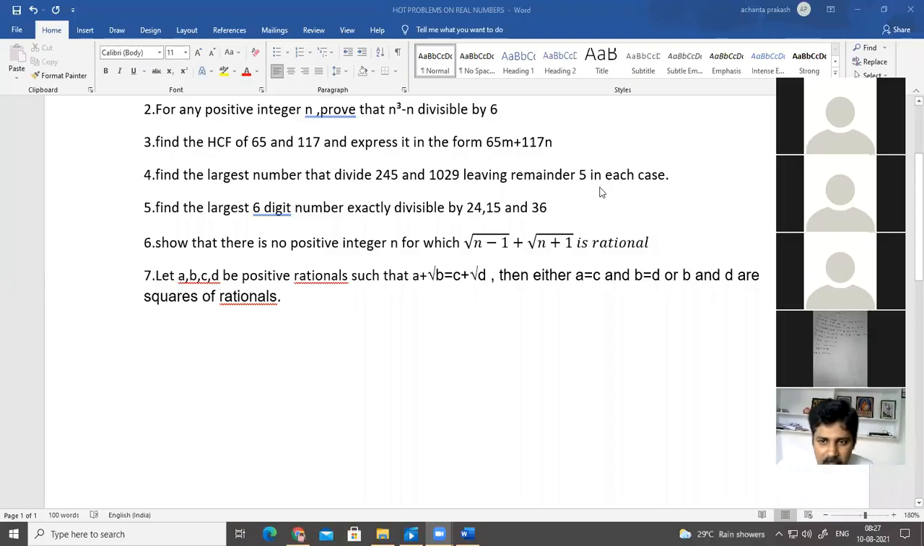Yeah, Geeta, please. It is given that the required number, when it divides 245 and 1029, leaves remainder 5 in each case, sir. To get 0, we subtracted 5 from each case, and now 240 and 1024 came, sir, after subtracting 5. Okay, that's what. Why do we have to think about it being 0? Why should that remainder be 0? That's my question.